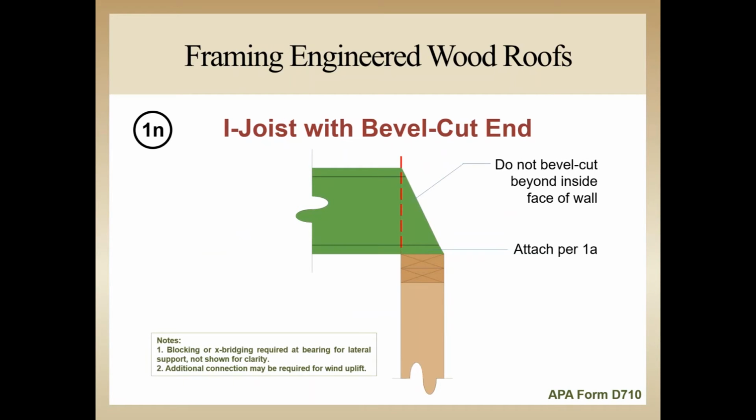When bevel cutting I-joists, APA recommends that the cut does not extend beyond the inside face of the bearing wall or beam. The full depth of the I-joist is to rest in part on the bearing wall or beam. Some manufacturers publish design recommendations and details for beveling I-joists beyond the inside face of the support. So consult the specific manufacturer's literature before detailing I-joists or notching I-joists beyond that inside face of support.